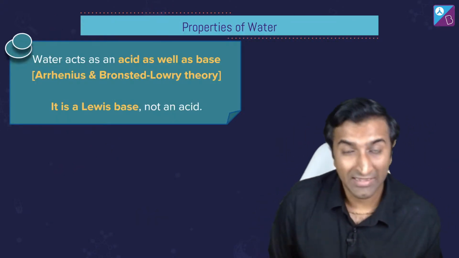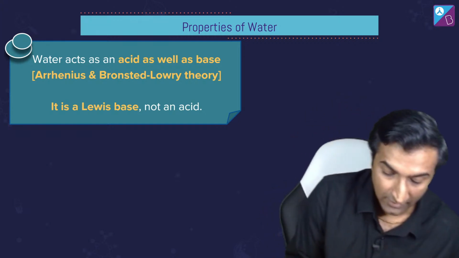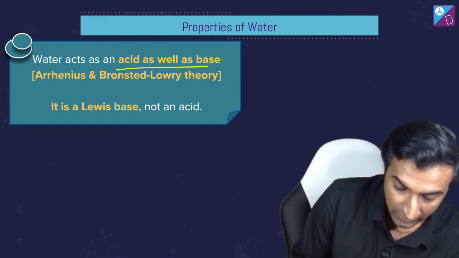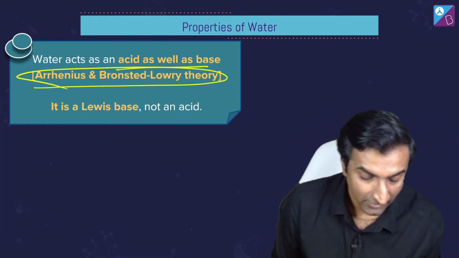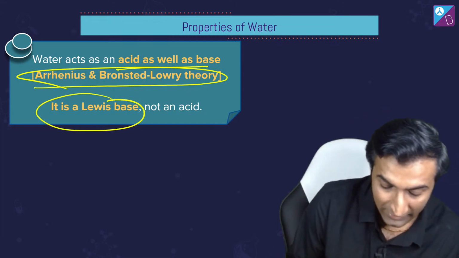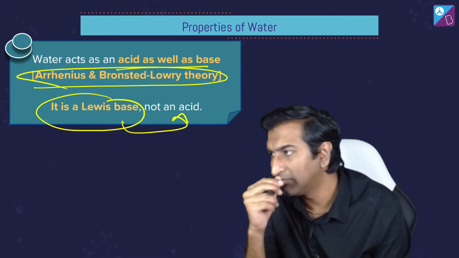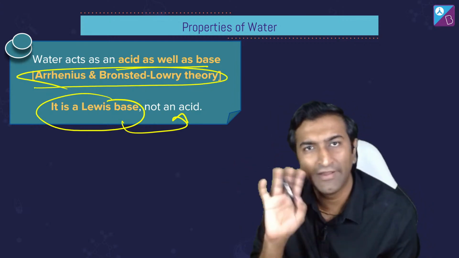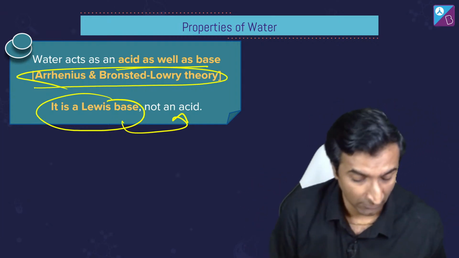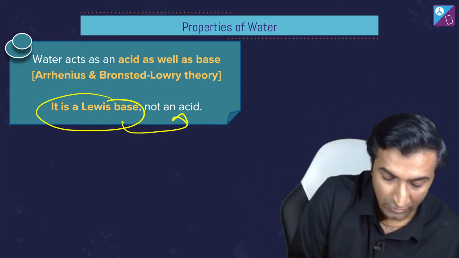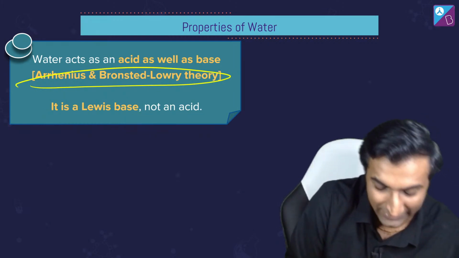ओके. पानी बहुत इंटरेस्टिंग है. पानी बिहेव्स बोथ एज अ बेस एंड एन एसिड according to Arrhenius and Bronsted-Lowry this thing. But in Lewis theory, it only behaves as a base, not as an acid, because acid would be something that wants electrons. Water doesn't want electrons, baba. Water is happy, बहुत electron है उसके पास. Very interesting thing to remember. It acts as an acid and a base according to both of these theories, but according to Lewis' theory, it's a base, not an acid.